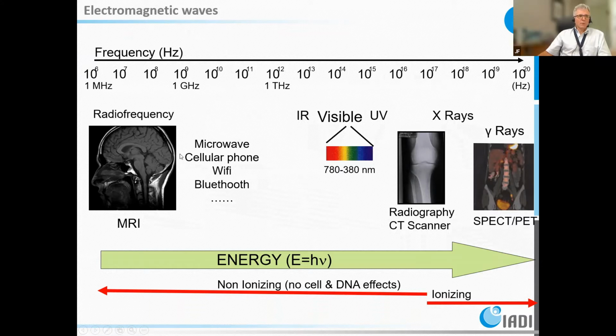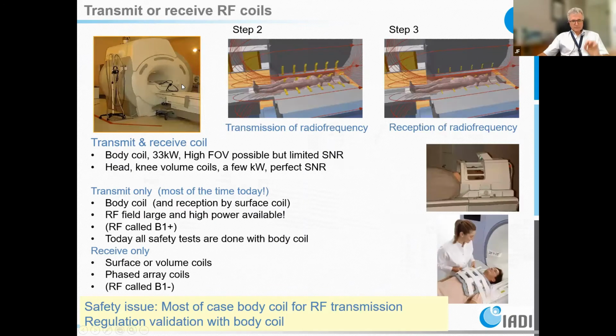Here in MRI, we are in the range of your cellular phone, the radio set you have at home. It's not dangerous. You will see there is something you have to think about, which is called the SAR. I will come through this later. So we are in the low frequency of the electromagnetic wave. And generally we are in the radio frequency range like we have for the radio set you have at home.